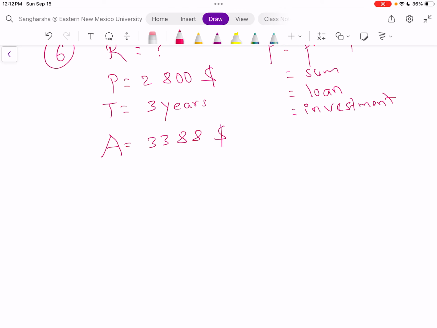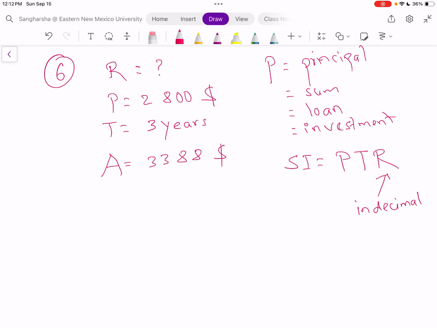Now we know simple interest I is equal to principal times time times rate. So when you multiply principal times time times rate, you get the simple interest. Your rate has to be in decimal. You might get your rate in percentage, you divide by 100 and you will get it in decimal. But this is what we are asked to find in this question. Now how do we find the simple interest? Our simple interest is amount minus principal. If you find the difference between amount and principal, that is your interest. So our amount is 3,388 minus principal 2,800.